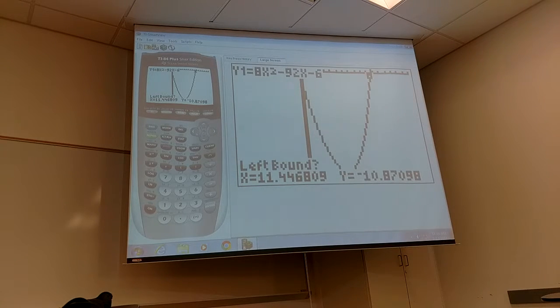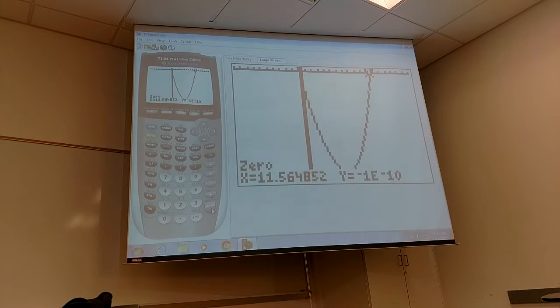So put it right on the answer and go once, twice to the left, enter. Put it on the answer again, once, twice to the right, enter. And then put it back on the answer, enter. Just to be sure you're really going to the left, to the right. Because when it gets steep or when it's going through a lot, it's kind of hard to keep track. That's how you can find the x-intercept.